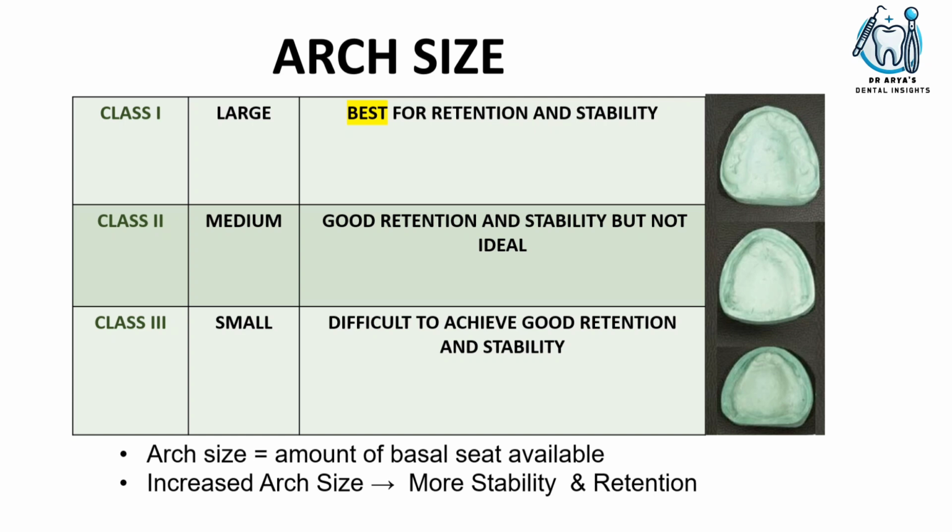Coming to arch size. It is classified into class 1, 2 and 3. Class 1, it is large and it is best for retention and stability. So greater the arch size, the larger is the contact and support, and hence the greater is the retention. In class 2, it is medium, good retention and stability, but it is not ideal. And class 3, it is small, difficult to achieve good retention and stability. So amount of basal seat availability is determined by the size of the arch, and more stability and retention is offered when the arch size is increased.